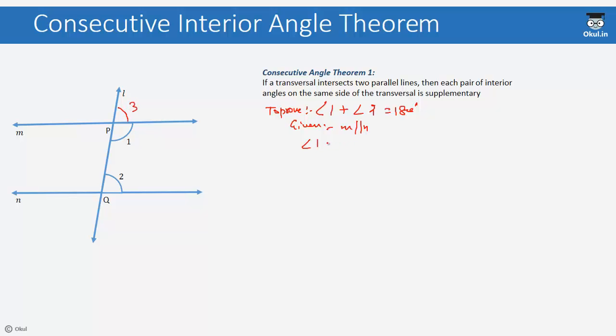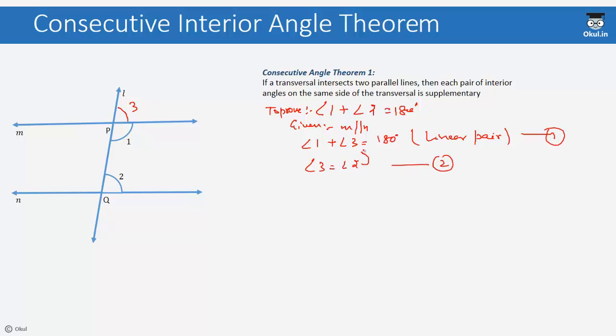So angle 1 plus angle 3 is equal to 180 degrees, since they form a linear pair and L is a straight line. Another thing that we can write here is that angle 3 is equal to angle number 2. Why? Because they form corresponding angles and M is parallel to N.